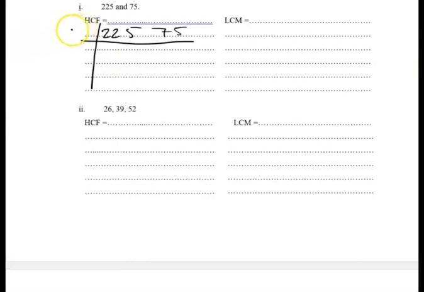So if I wrote 25 here, you could divide it and you would still get the same outcome.